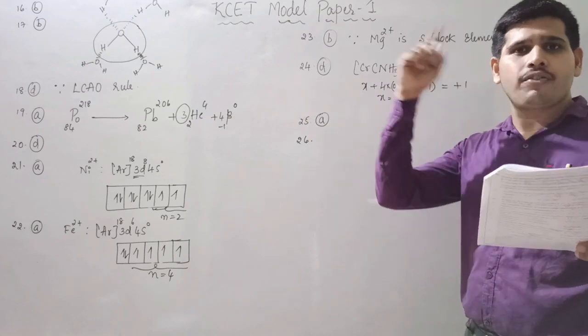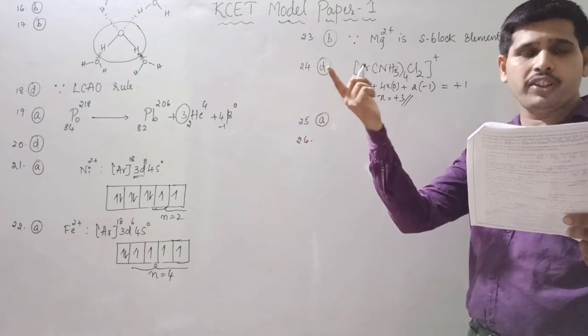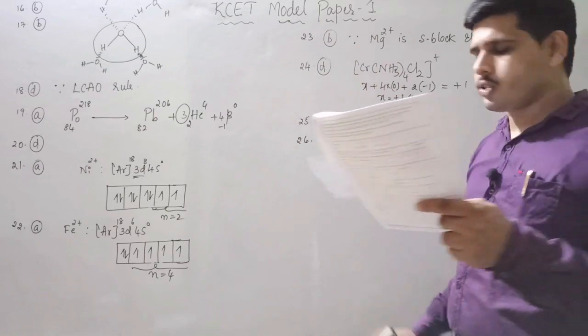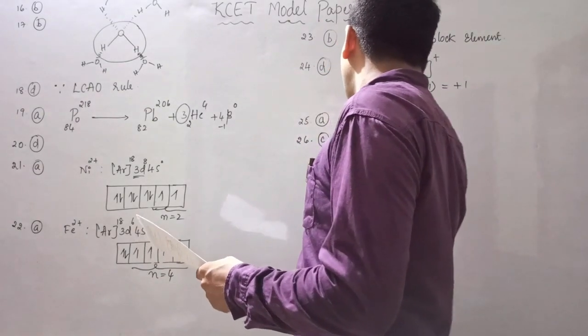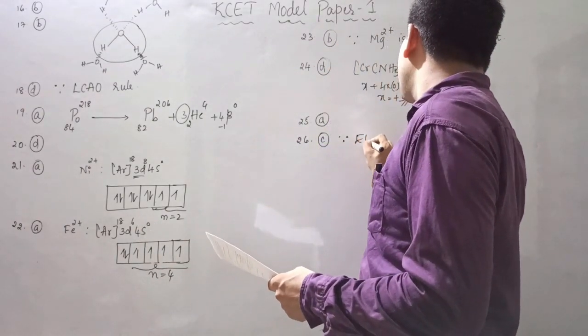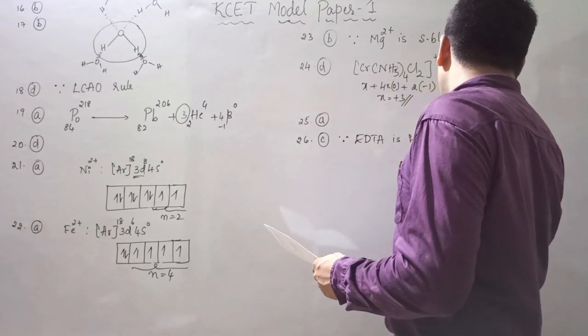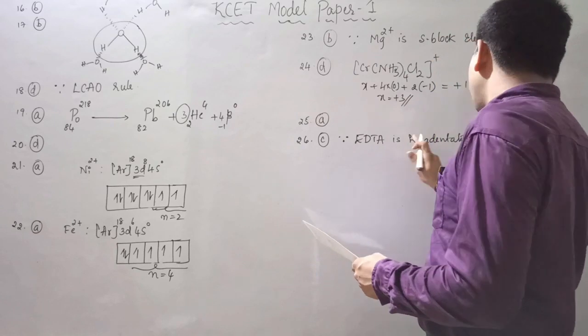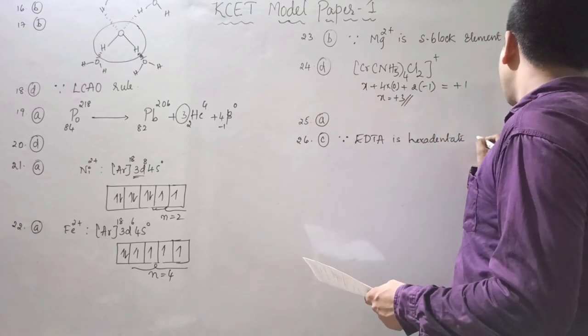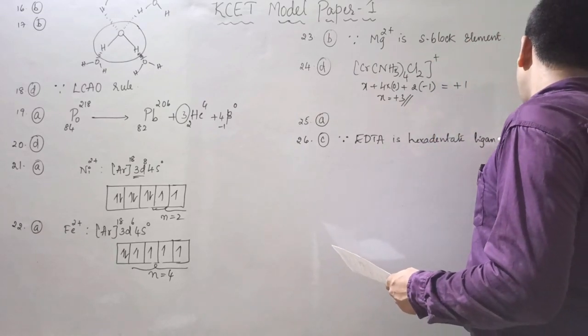So one molecule is sufficient to bond with calcium in the octahedral way. So option C, because EDTA is a hexadentate ligand. Am I right? Hexadentate ligand.